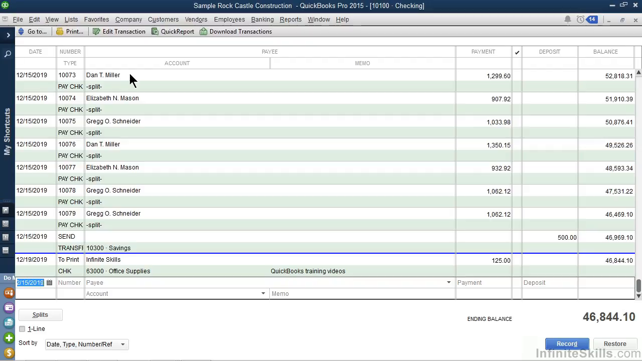The payee, of course, can be anybody that we have as part of our vendor or other lists, and this is the person or the business to whom we paid the money. If we're making deposits, it could be the person from whom we received the money.